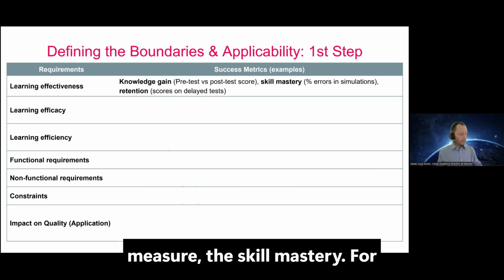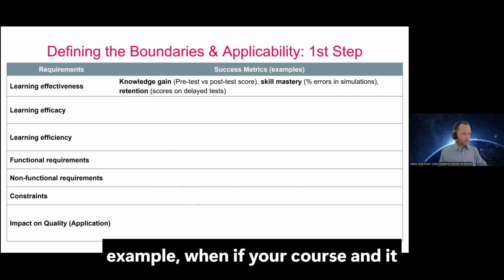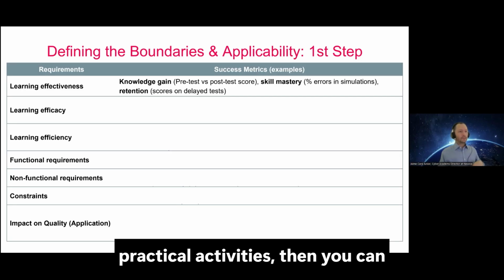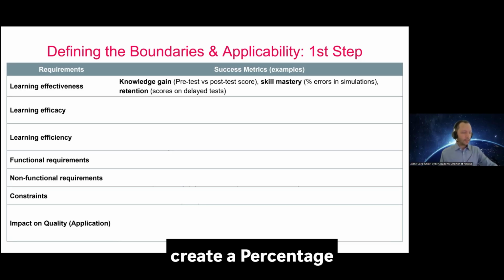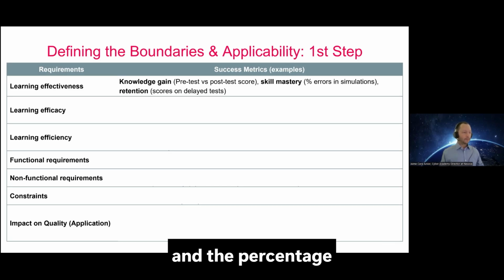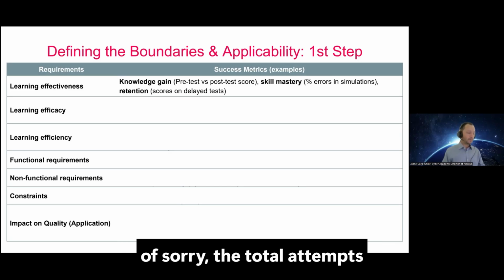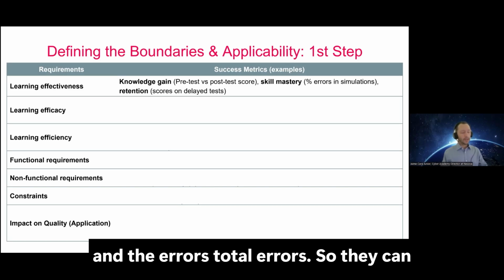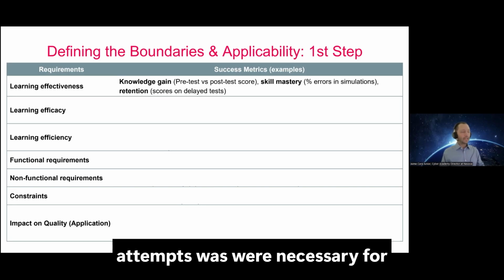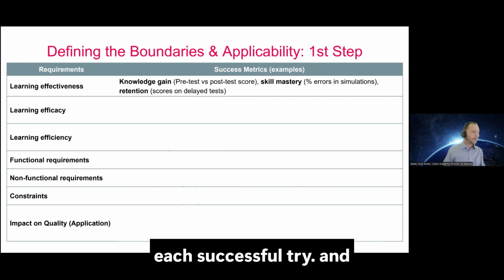mastery. For example, if your course has simulations or very practical activities, then you can calculate a percentage of the total attempts and the total errors. So you can see how many attempts were necessary for each successful try.